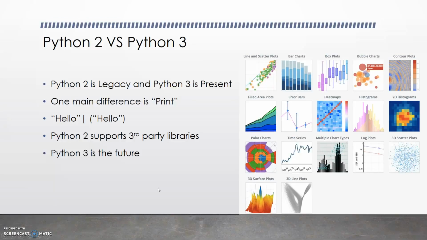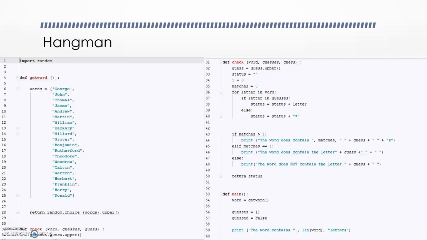And Python 3 is the future. Python 2 is going to be discontinued in around 2020. After that, Python 3 will be the main and I guess only language in use. So now let's go into my programming examples.